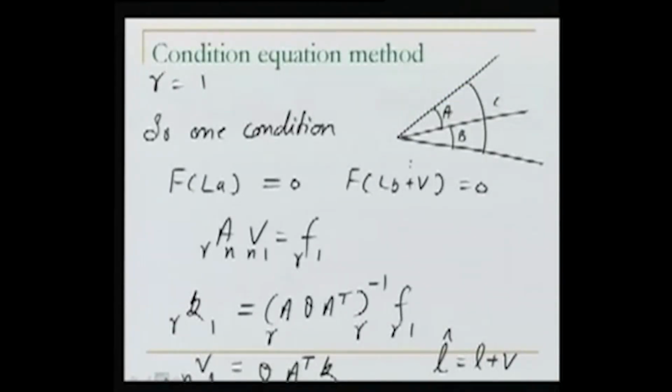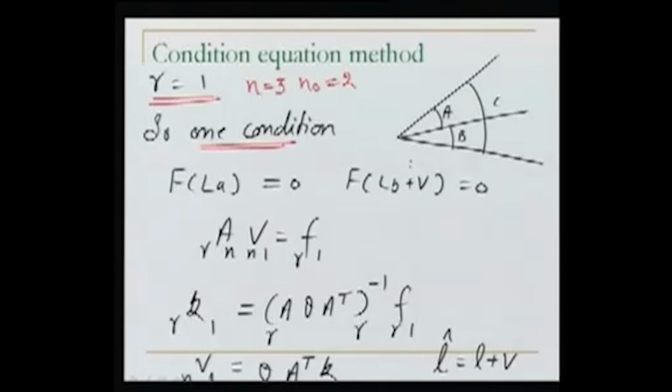Fine. Now we'll solve the same problem by the condition equation method. In this method, we know at the moment we have n equal to 3 and n naught equal to 2. So our redundancy is equal to 1, R is equal to 1. As we have seen in the condition equation method, we need to write one condition here. Now what will that condition be?